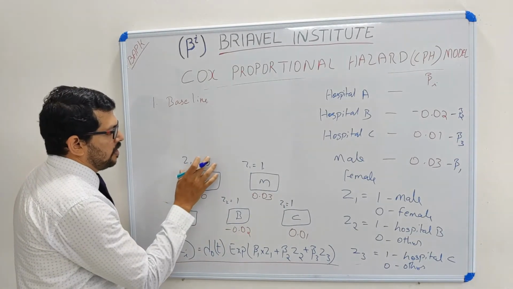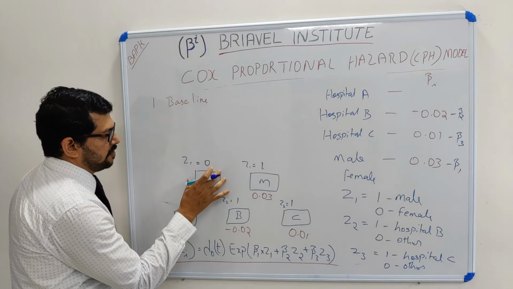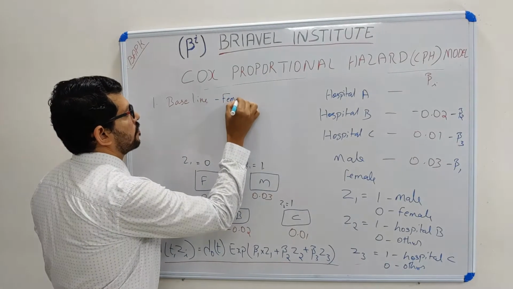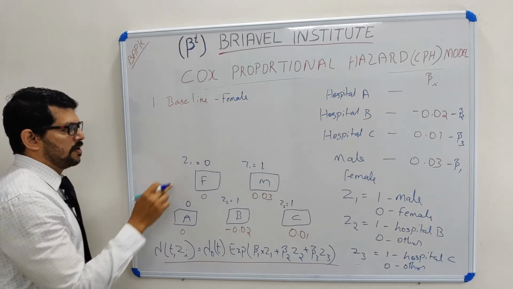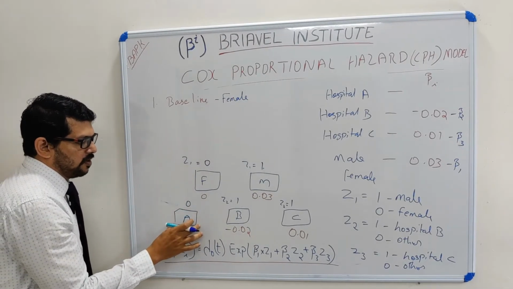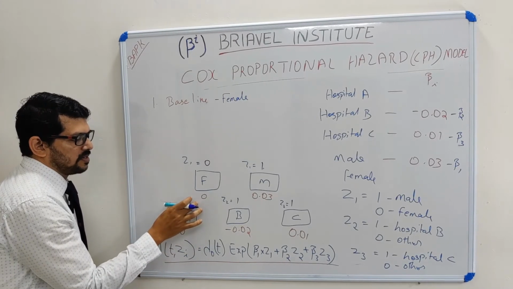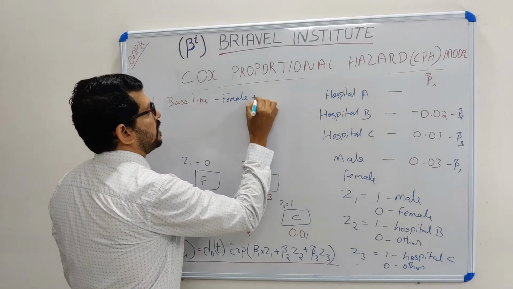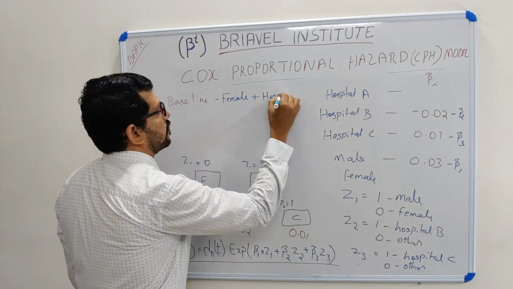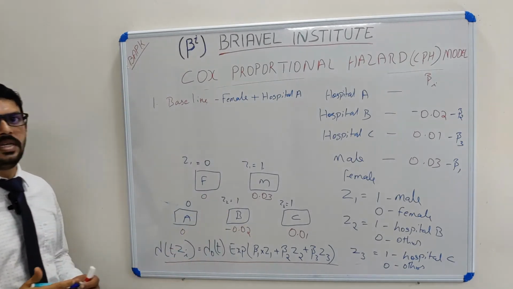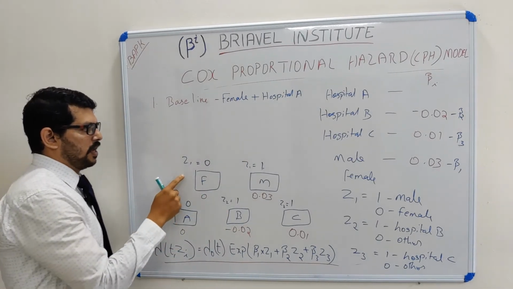So what is the value? Z1 is equal to 0, so he is a female. He should be a female, because their covariates is 0. And if he is doing the hospital A, no covariates, equal to 0. So female plus hospital A, that is our baseline hazard.